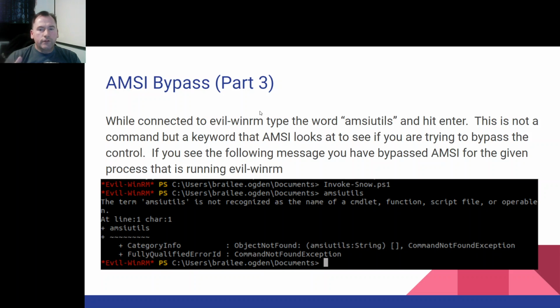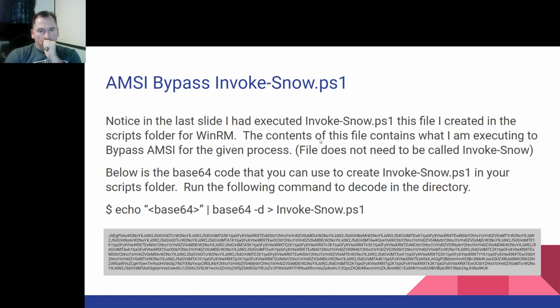So I'm going to run Invoke-Snow, which does my AMSI bypass, which disables the real-time monitoring. And then I'm going to type AmsiUtils again, and it's going to come back. Instead of warning me that the script contains malicious content, it's going to say it's not recognized. And that tells me that I have bypassed AMSI.